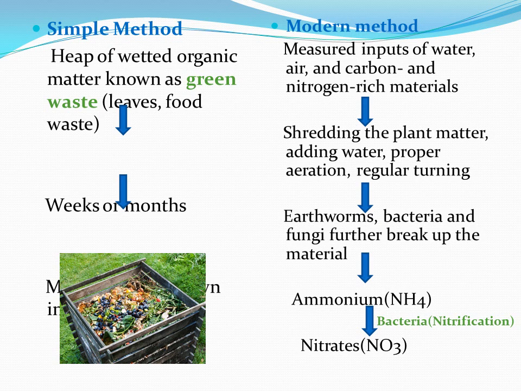The other is the modern method in which we take measured inputs of water, air, and carbon and nitrogen rich material. Then we go for shredding all this plant matter, adding water, giving proper aeration and regular turning. Earthworms, bacteria and fungi break up this material and convert it into ammonium, which is used by plants. When this ammonium is not used by plants, it is converted by bacteria through a process of nitrification into nitrates.